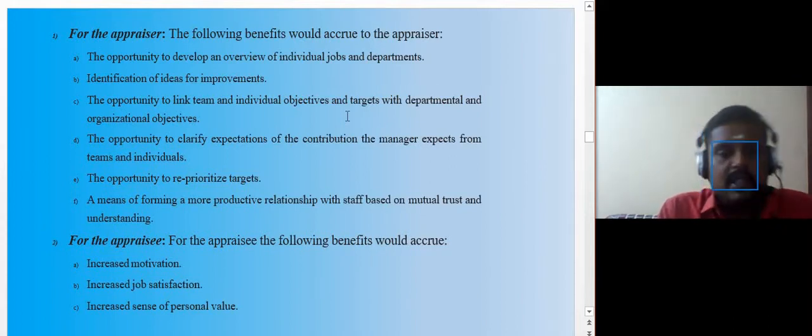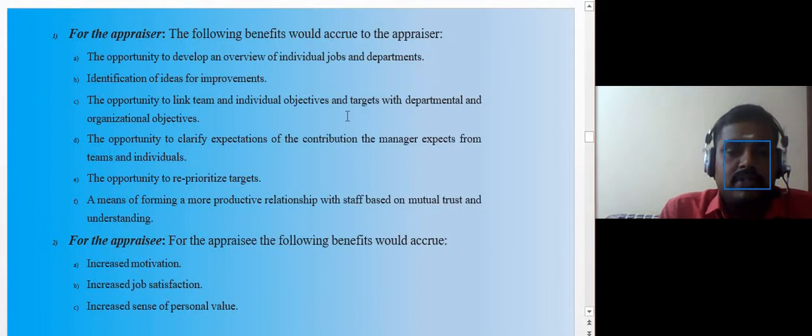For the appraisee, the following benefits would occur: increased motivation, increased job satisfaction, increased sense of personal value.